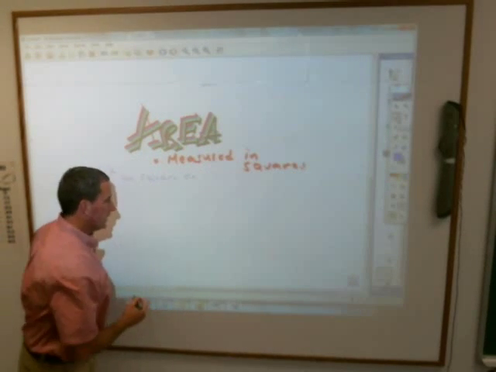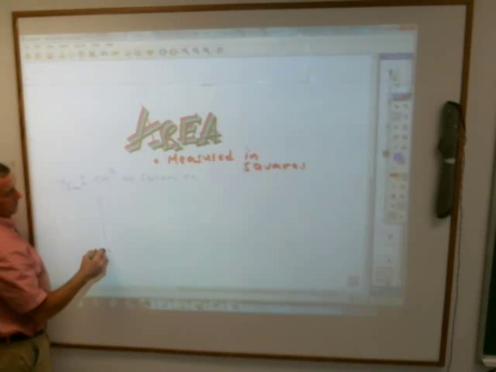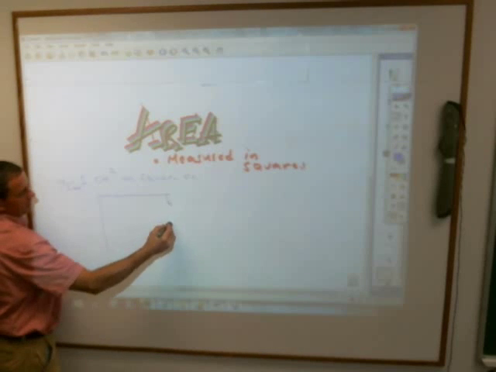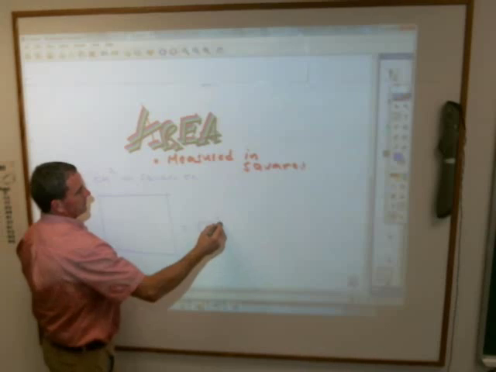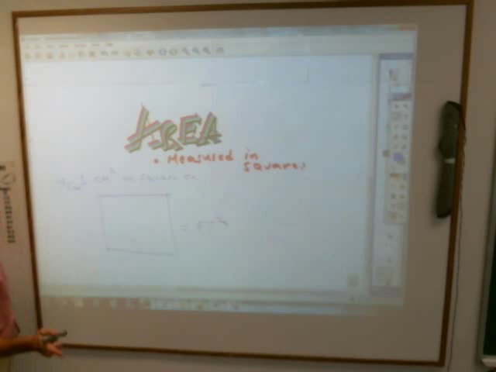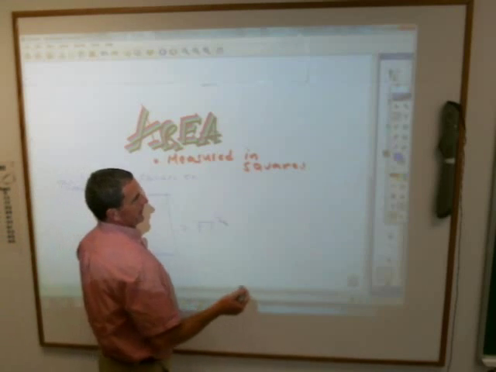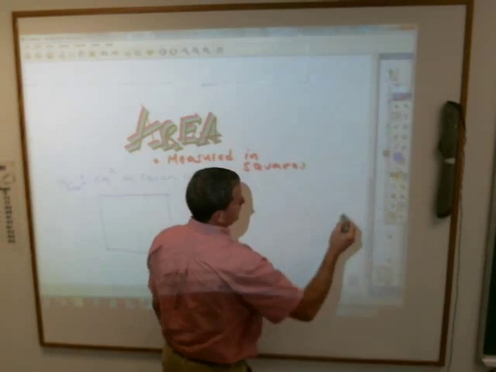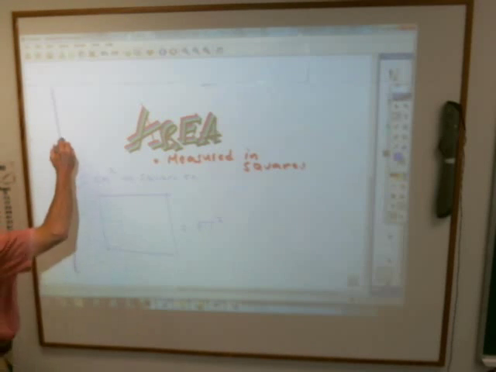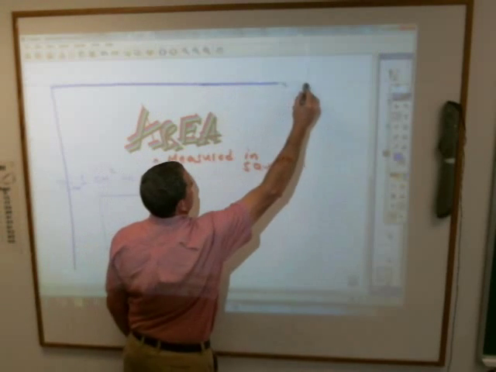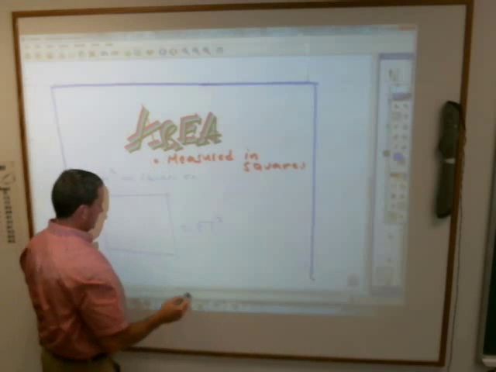A square foot would be 1 foot by 1 foot. You can look on the floor and see, because every tile on the floor is a square foot. A square yard would be 3 feet by 3 feet.